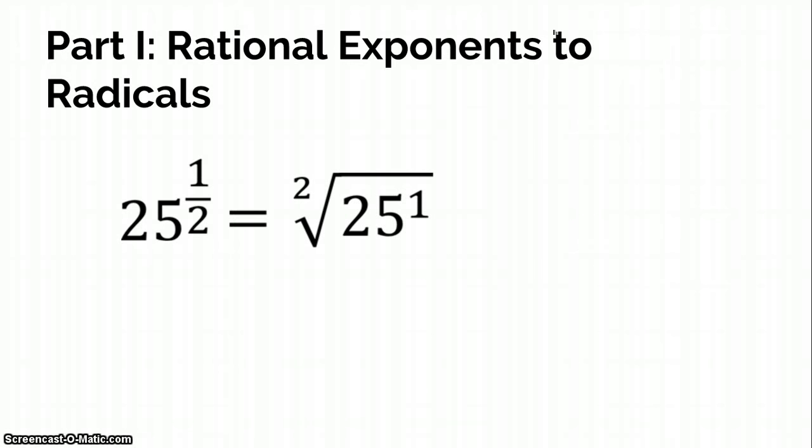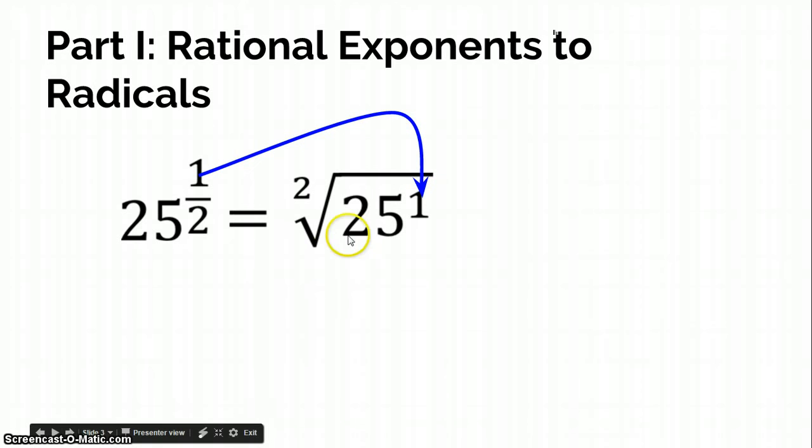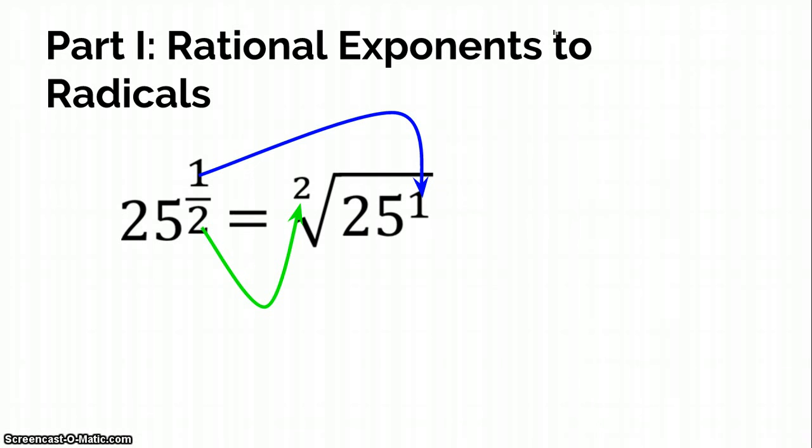If we look at that carefully, you can see where these numbers are coming from. The 1 at the top, in the numerator of the fraction, becomes the power of the number under the radical sign, which is called the radicand. And the 2 on the bottom, the denominator of the fraction, becomes what's called the index of the radical. So that's what that little 2 up top stands for.